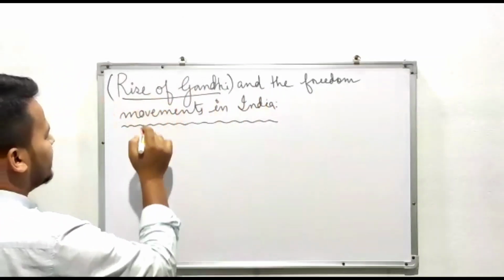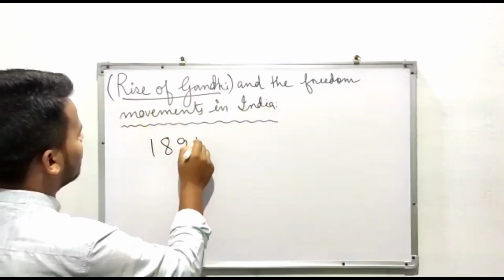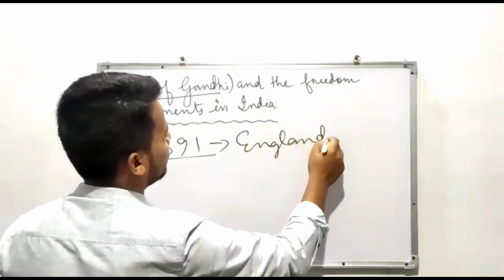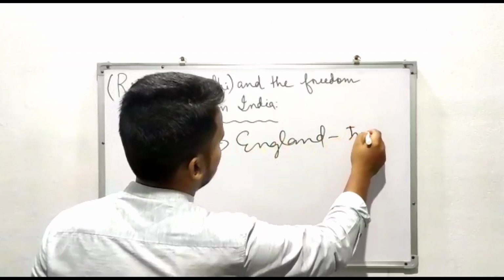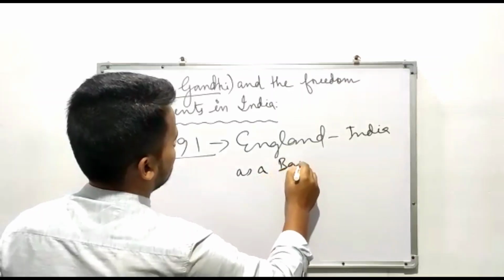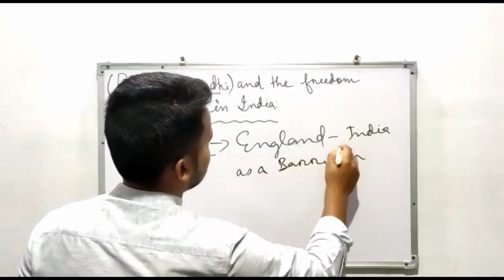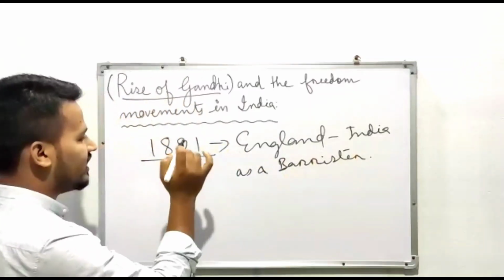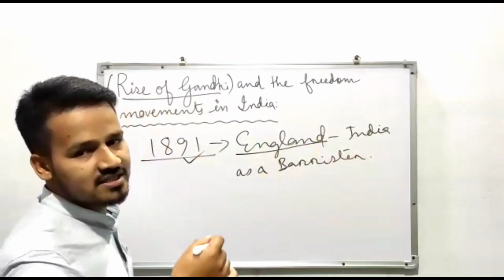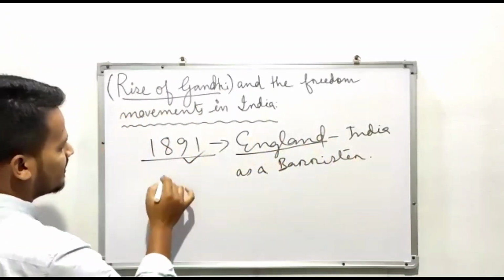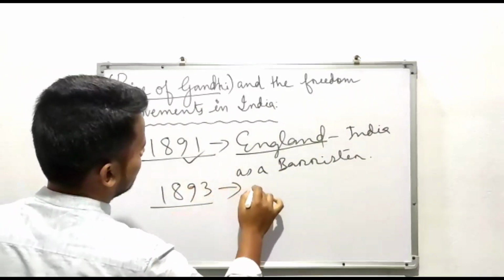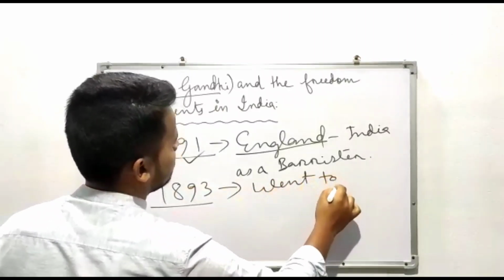In the year 1891, Mahatma Gandhi returned from England to India as a barrister. That means he passed the degree of law and returned to India in 1891 from England after completing his graduation as a barrister.